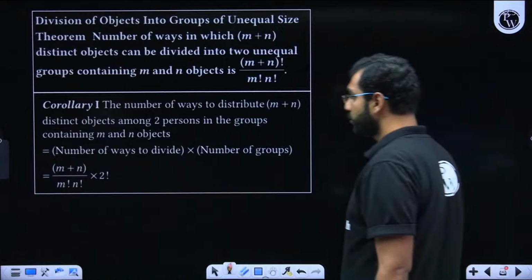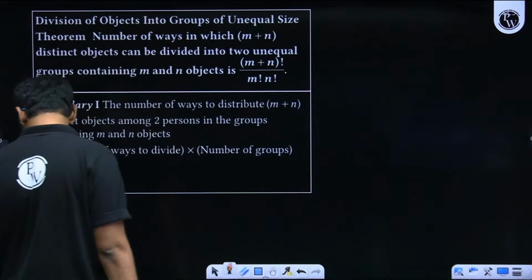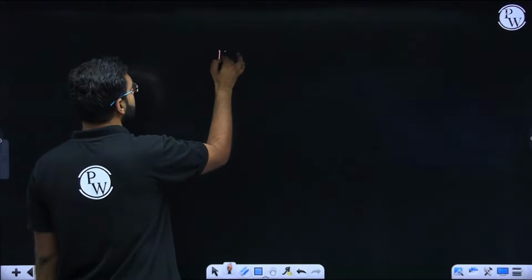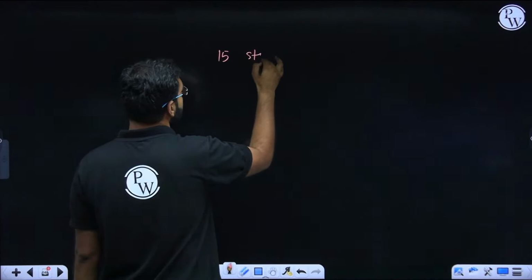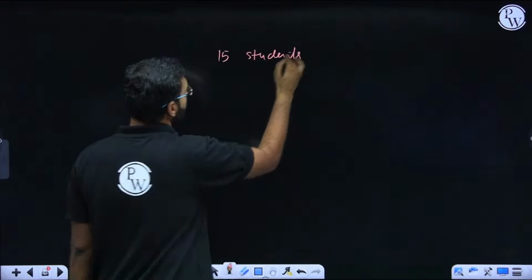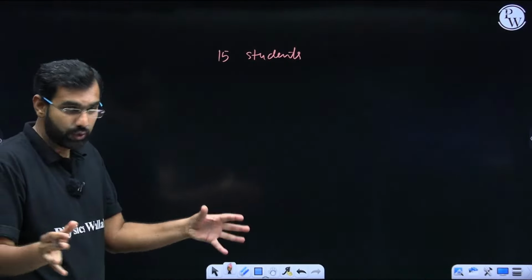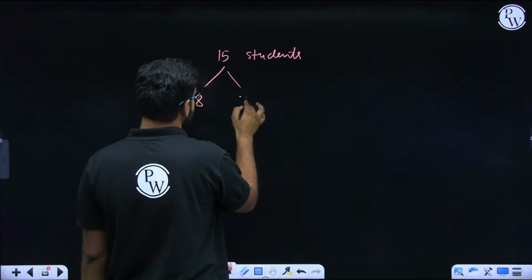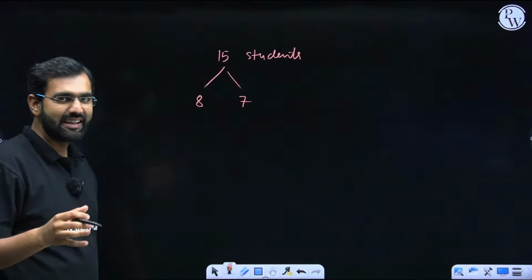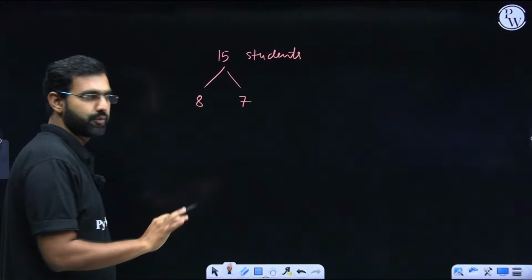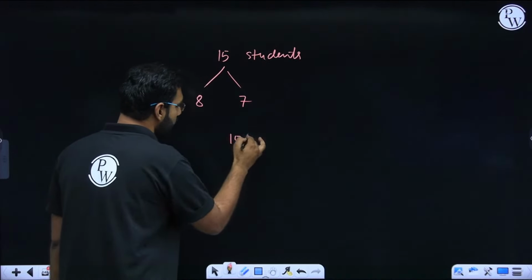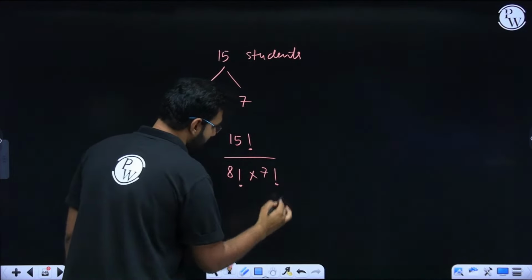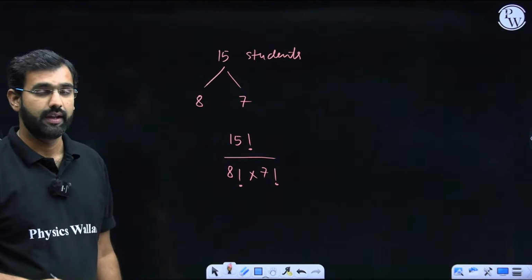Now, when it comes to division and distribution, what is the meaning of division and distribution? I'll give you a very simple idea. Let's say there are 15 students, and they are to be divided into 2 groups. Let's say one group has a size of 8 and the second group has a size of 7. So I need to divide these 15 students into 2 groups. The idea is really simple. I'll do it like this: 15 factorial upon 8 factorial into 7 factorial. That's it, the job is done. This is division.